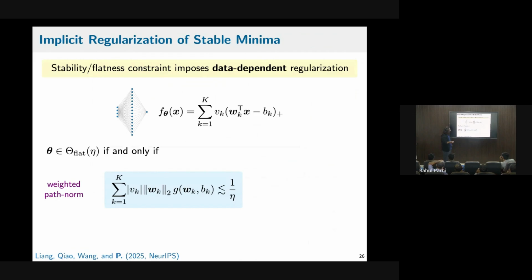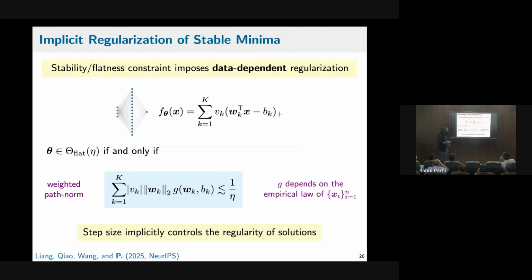And if you stare at this for a second, this is just a weighted path norm. I'll tell you what the weight function g is in a second, but it does actually depend on the data that we're trying to fit. So this is a data-dependent kind of regularity. What we can see from this inequality is that step size is implicitly controlling the regularity of the solutions.